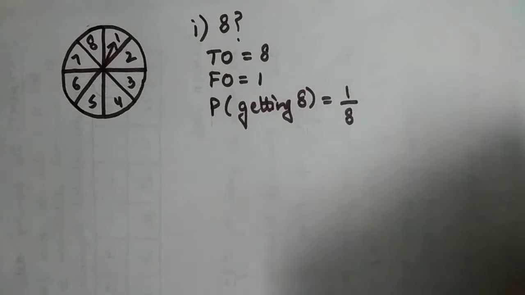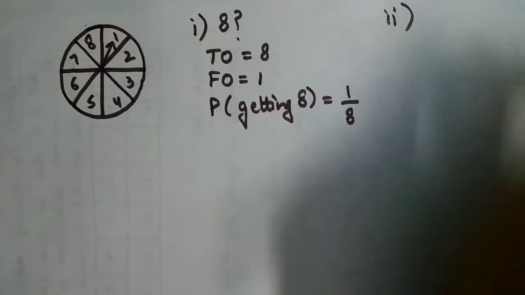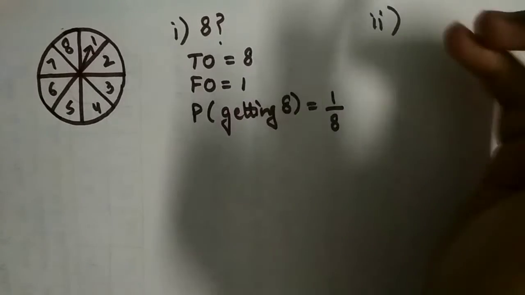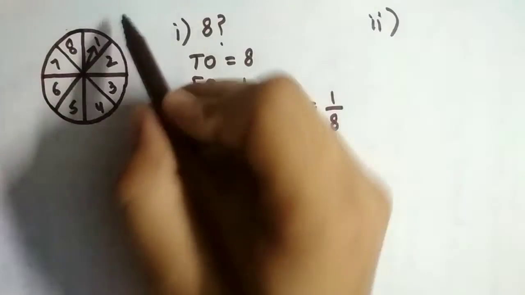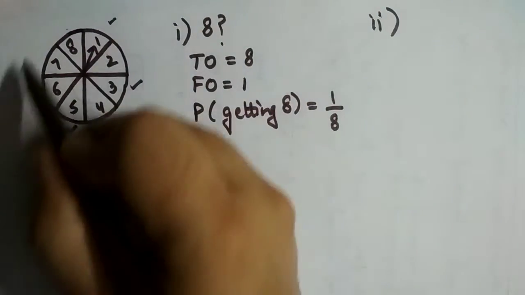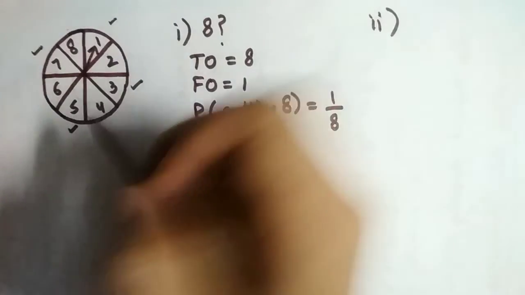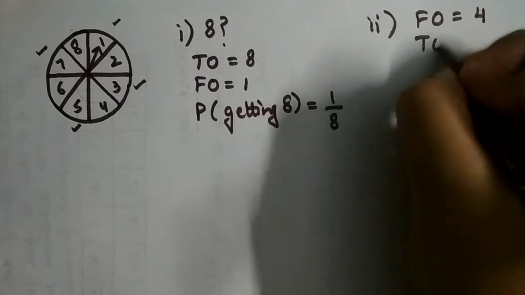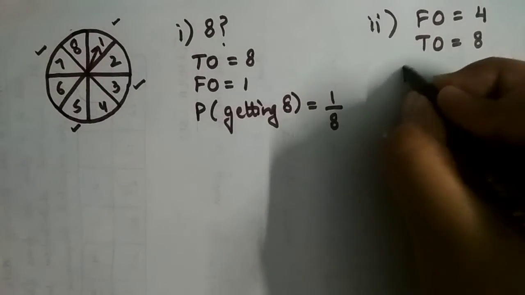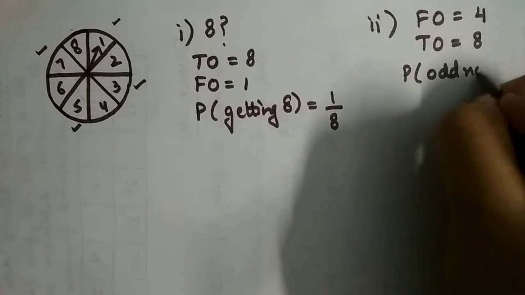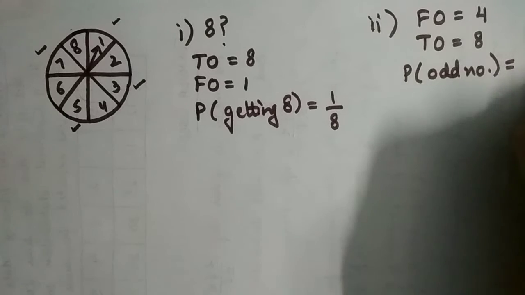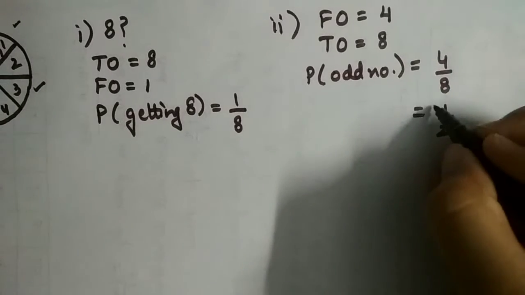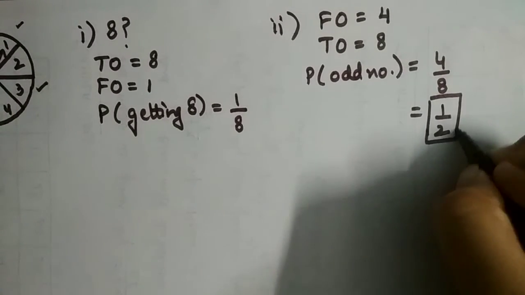Second part, they are asking what is the probability that the arrow will point at an odd number. So how many odd numbers are there? 1, 3, 5, 7. 4 odd numbers are there. So favorable outcome is 4. Total outcomes is 8. So the probability of getting an odd number is 4 by 8. That is 1 by 2. We always have to reduce it to the simplest form.